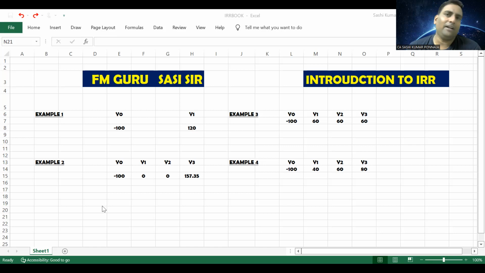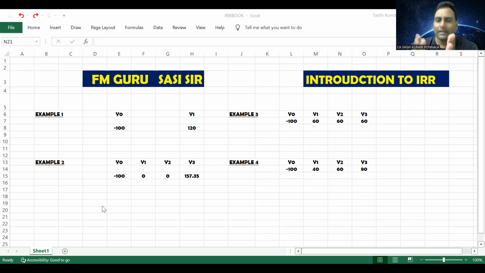So how to find this? Simple. Get the 110, you know, principal plus interest is equal to future value. If you deduct interest from the future value, what do you get? Present value, right? So first you have to discount. Discount means deducting the interest from future value, we call it as discounting.